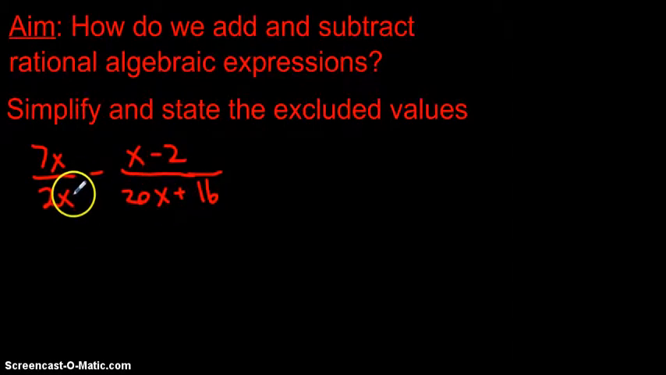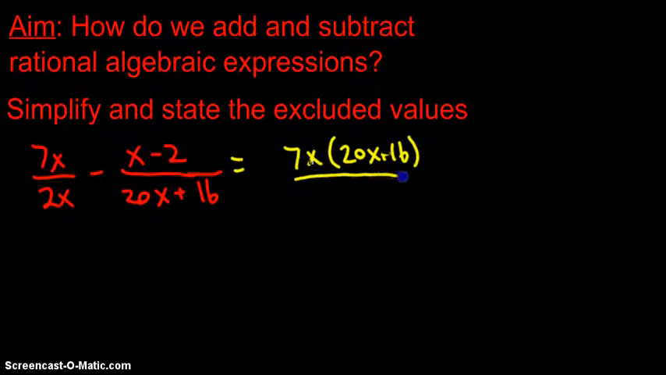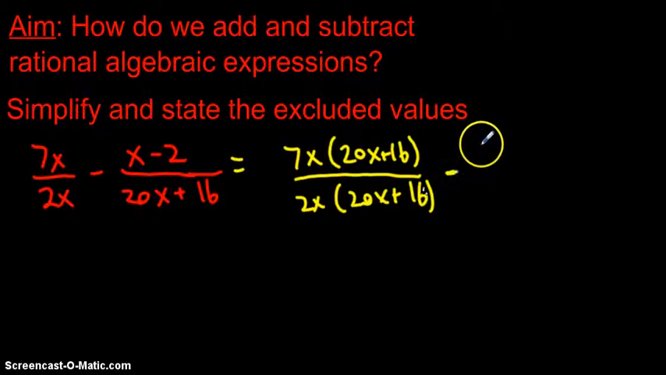It's actually, we can multiply them by each other, so I'm going to recommend that for now. So this will become 7x times 20x plus 16 by multiplying the denominator here by that as well. 20x plus 16 minus, this needs a 2x, so this will become x minus 2.